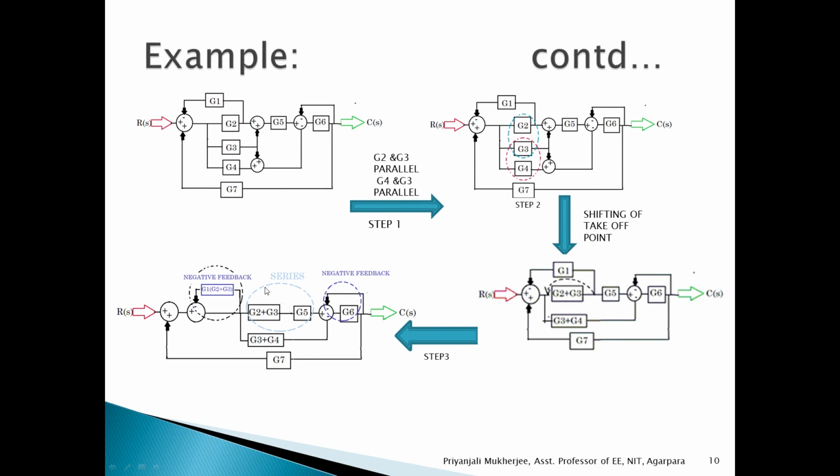And then we can see that G2 plus G3 is in series with G5. And there is another negative feedback, that is G6, and this line has been marked here as G6. When no other gain is written over here, then we have to consider it as 1. So one negative feedback is connected to this, and with this series connection, G3 and G4 are in parallel connection with these two. So go to the next step.